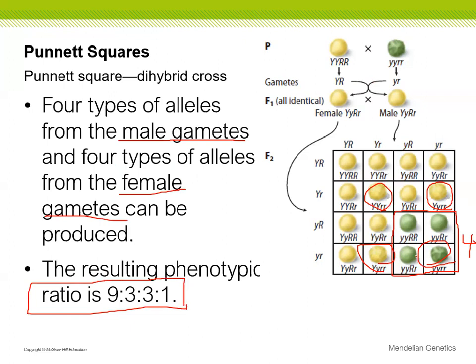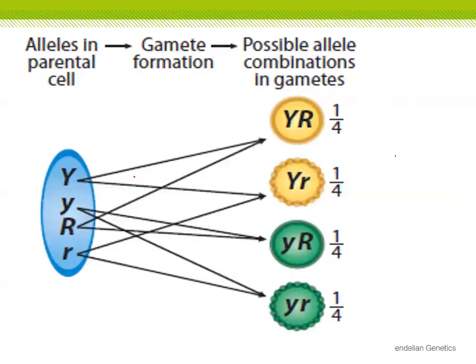There's, like I said, still that 3-to-1 ratio with certain things, but now I have four possible options. I could have green round peas. I could have green wrinkled peas. I could have a yellow round pea or a yellow wrinkled pea. So I have 4 different options there now. Again, I've just enlarged that picture here.